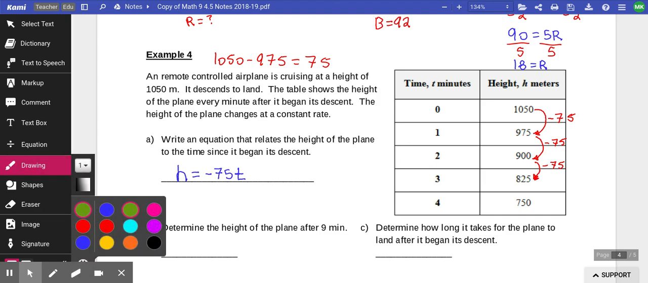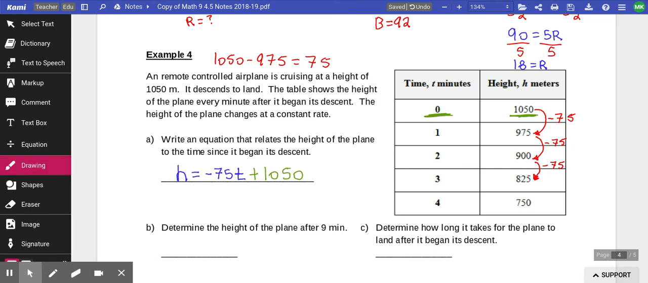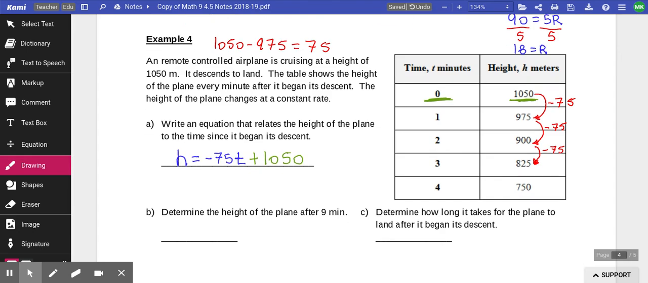It started at 1,050. And I know that because, one, the question told me. The other thing is it told me that when my independent is 0, so that means there is no independent, I have a plus 1,050. So that's how your equation would look. Again, if we think about this from what we've done in previous days, this value is my rate or my slope. This value is my starting point.